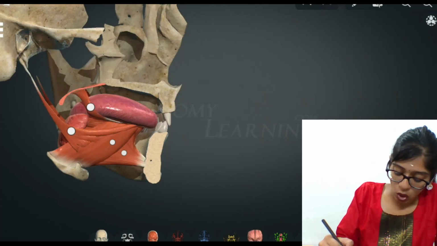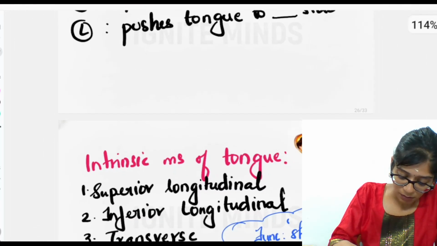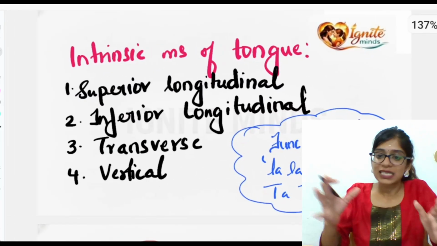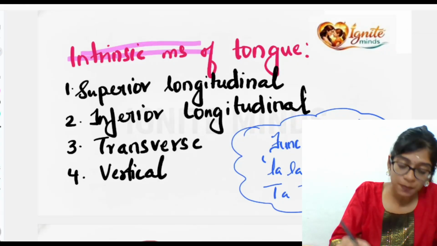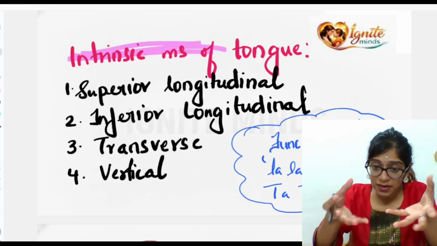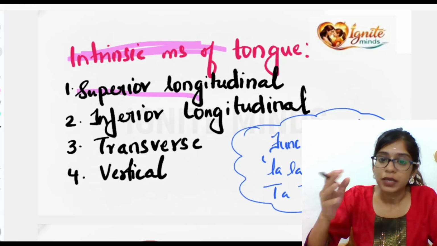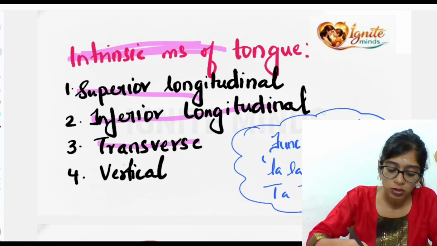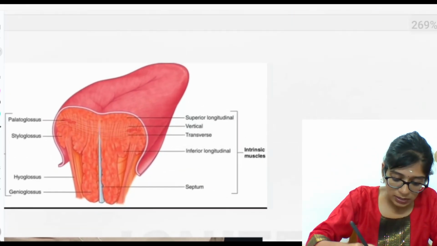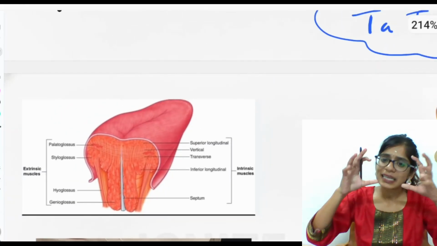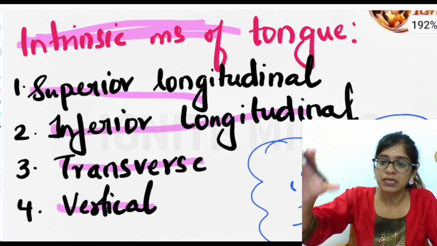Now, tongue has two sets of muscles. That is what I just said. Intrinsic muscles of the tongue. Intrinsic means these muscles make up the tongue. They are present within the tongue. So the intrinsic muscles of the tongue are superior longitudinal, inferior longitudinal, transverse, and vertical. You don't have to know the names, just understand that the tongue is made up of muscles and those muscles are called intrinsic muscles of the tongue.